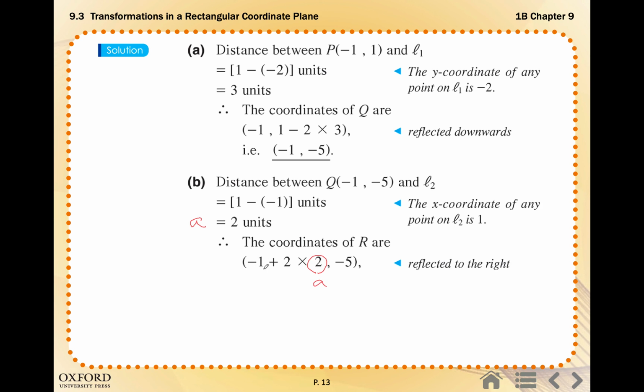The original X coordinate of point Q, and then plus 2A. And then the y coordinate should be the same as point Q. So just copy the y coordinate here, -5. And then you will get the answer here. So this is the part about the reflection. And I hope that you can get the idea and also try the worksheet about the part of the reflection.